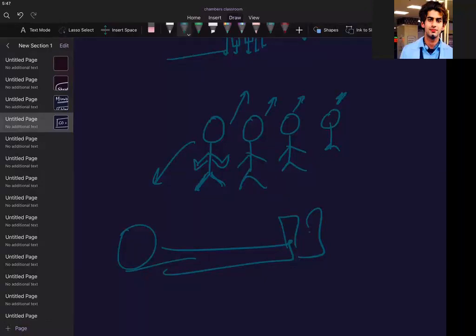We can also do the elevation of the limb. You can elevate the limb. Once you elevate the limb, what will happen? Blood will return more towards the heart.